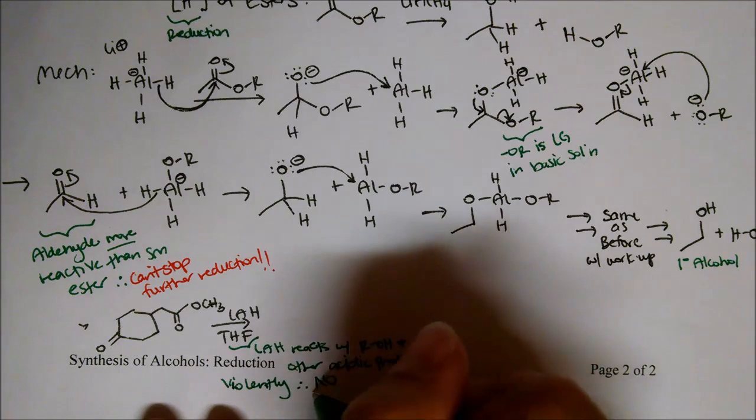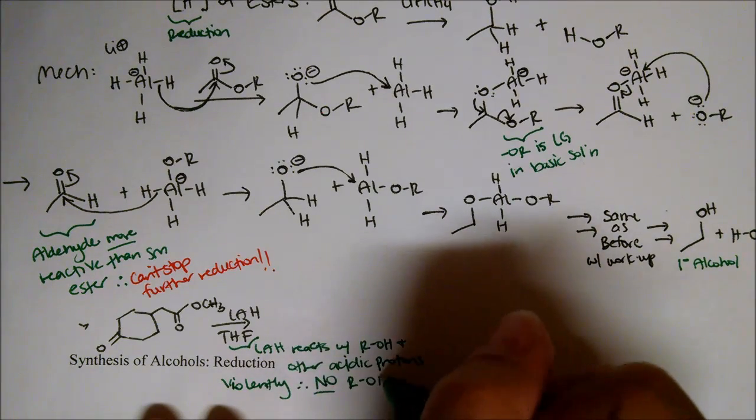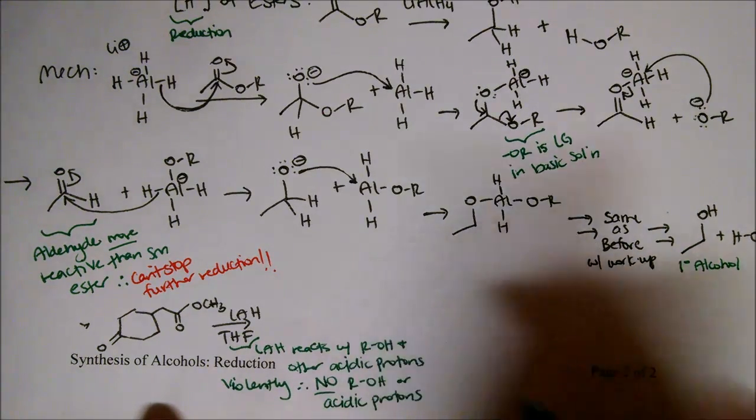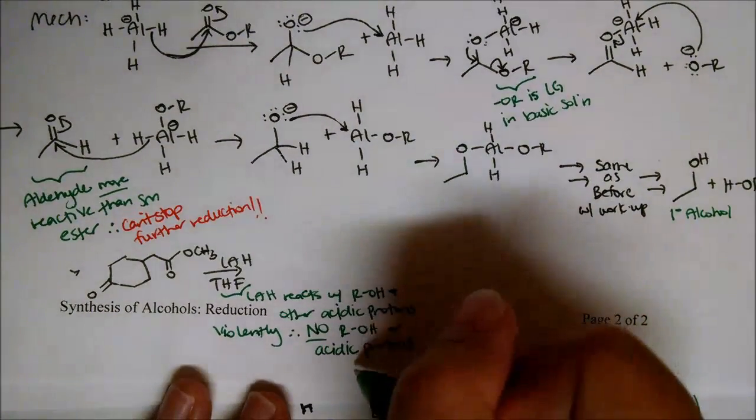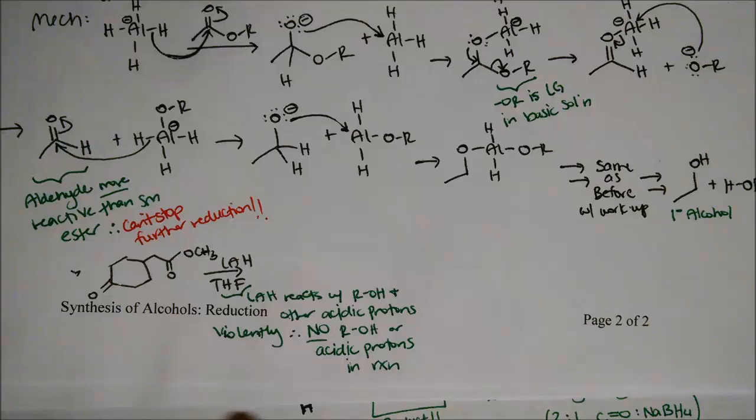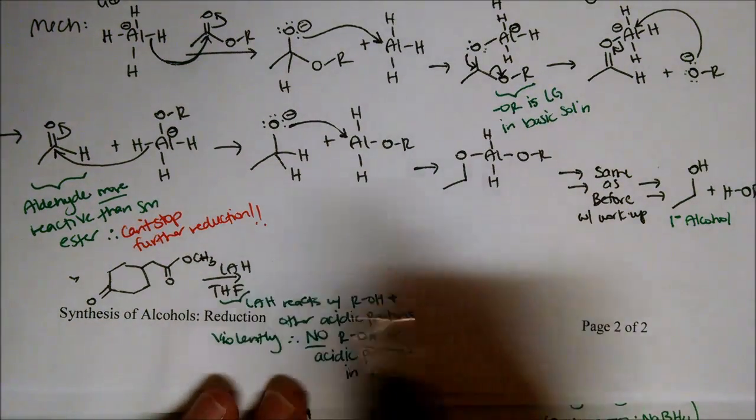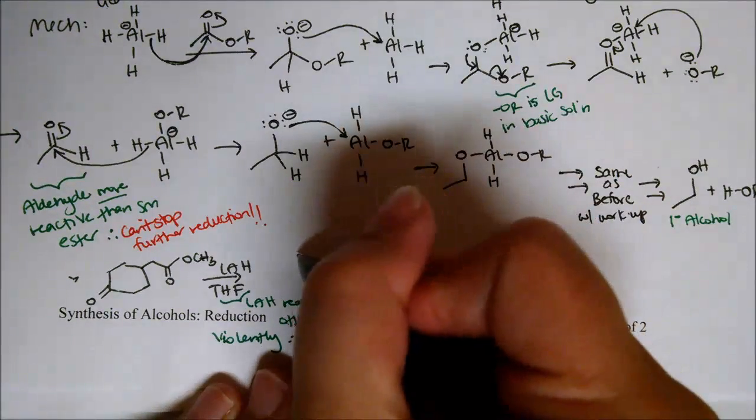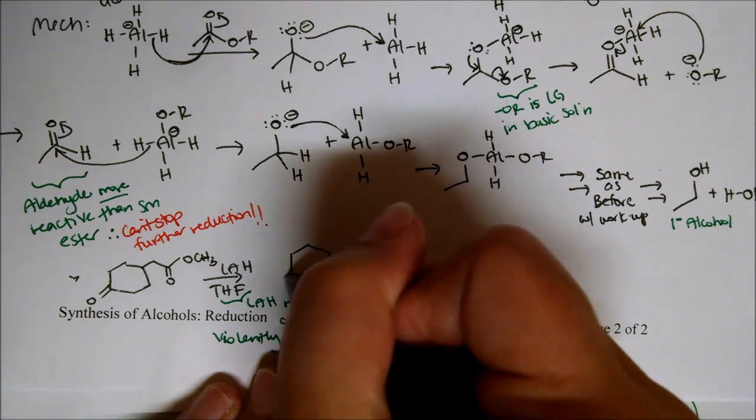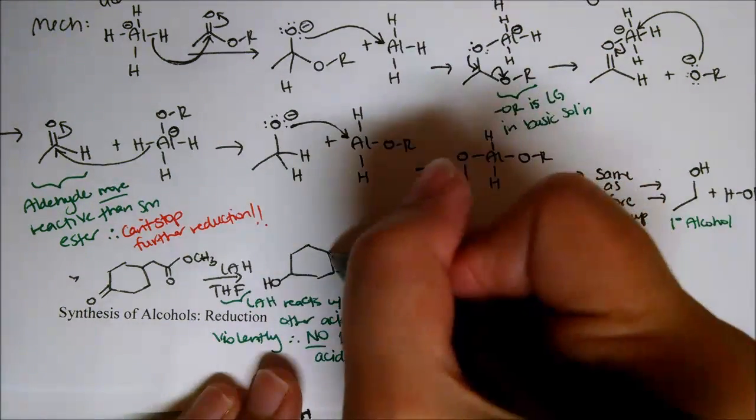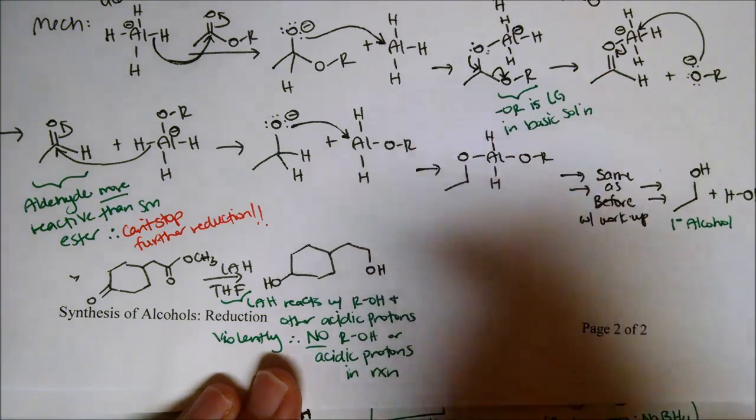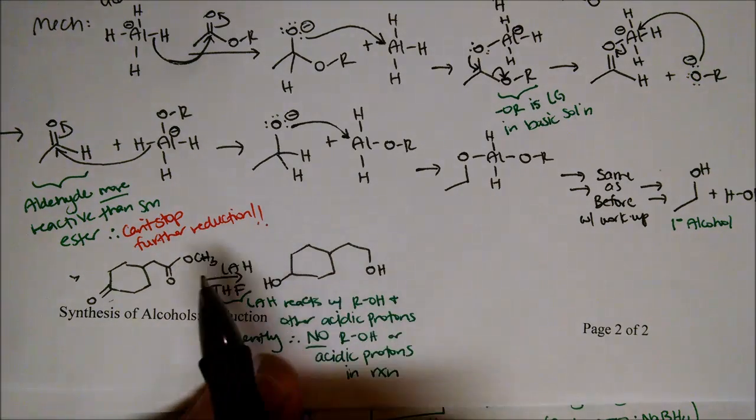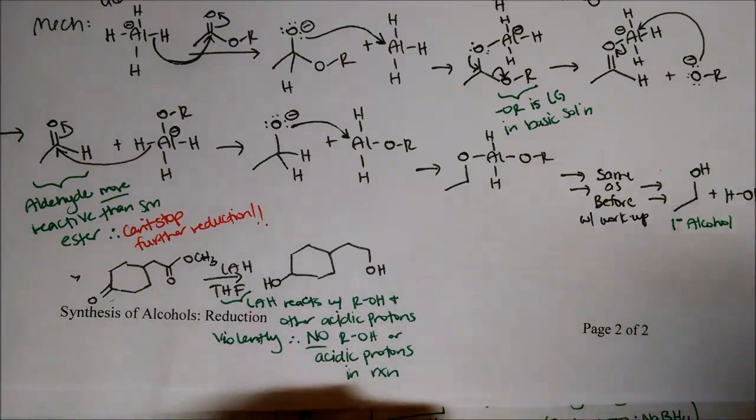Therefore, no ROH or acidic protons in the reaction. So again, here's our solvent. This is the most common solvent for LAH. But importantly, it is a super strong reducing agent. Super strong. So we will reduce both the ketone and the ester. Both of them get reduced. So again, you just add H2 across there, and importantly, we've added kind of 3 H's across that carbonyl.